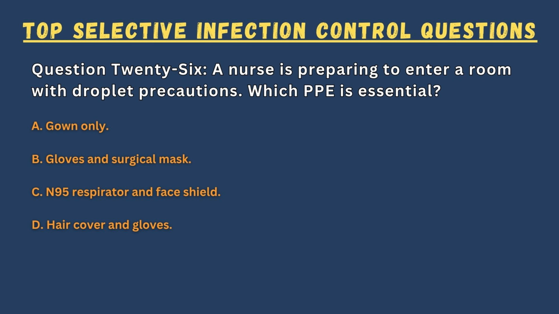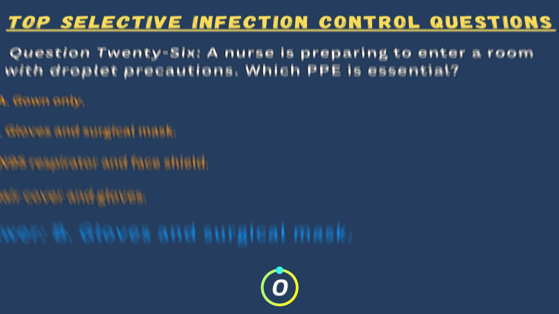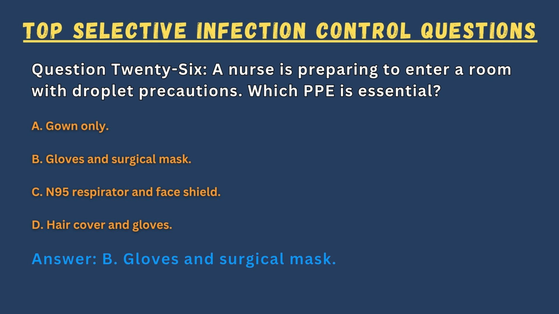Question 26. A nurse is preparing to enter a room with droplet precautions. Which PPE is essential? A. Gown only. B. Gloves and surgical mask. C. N95 respirator and face shield. D. Hair cover and gloves. Answer. B. Gloves and surgical mask.